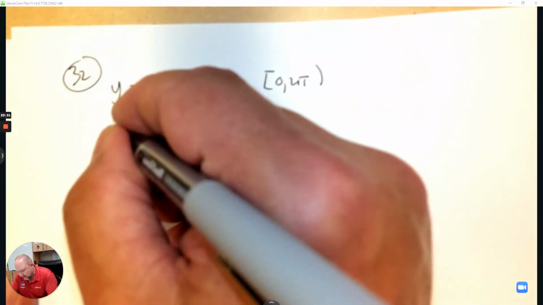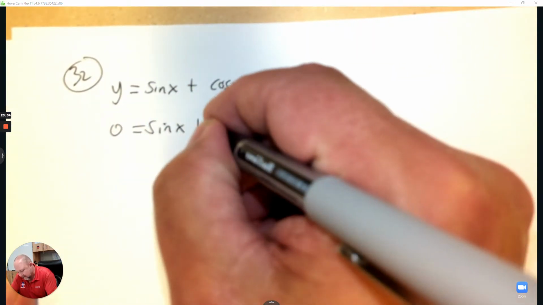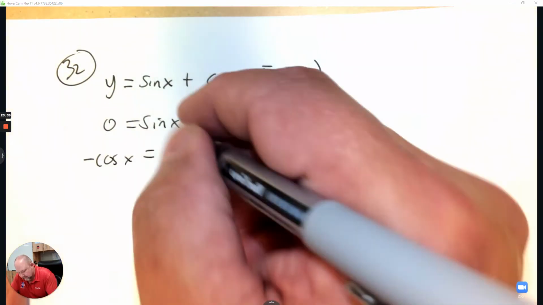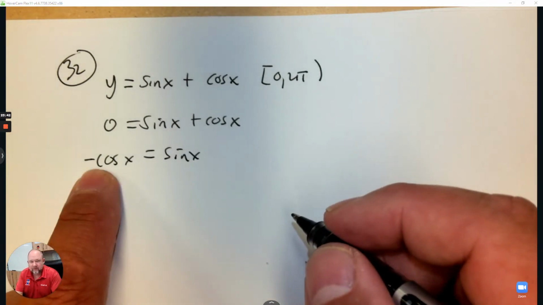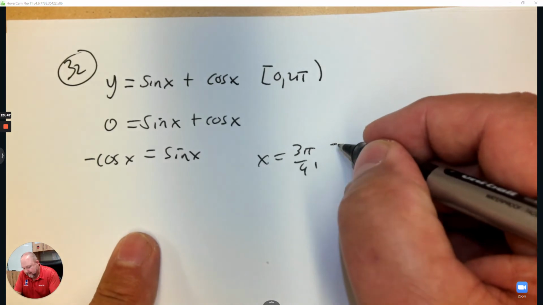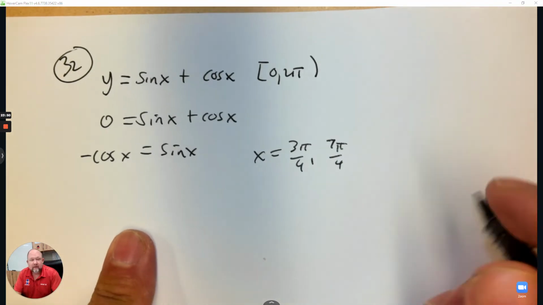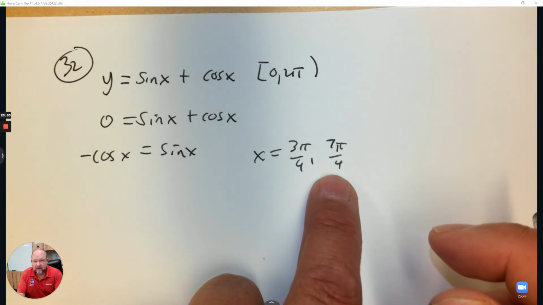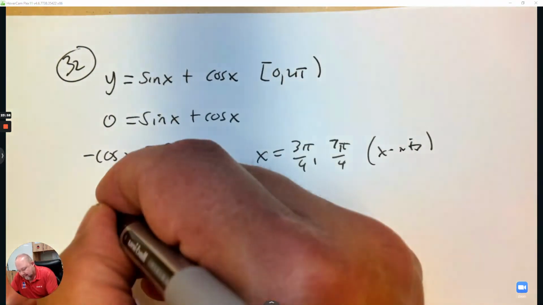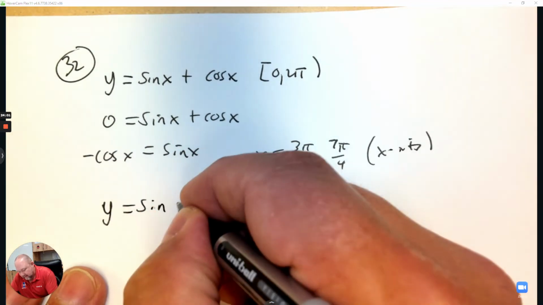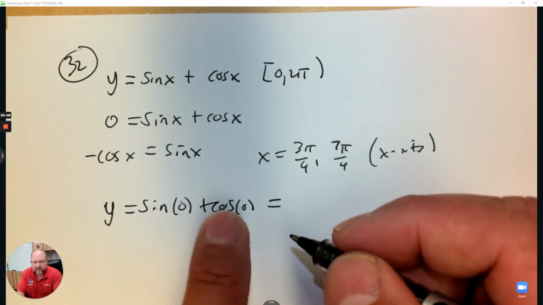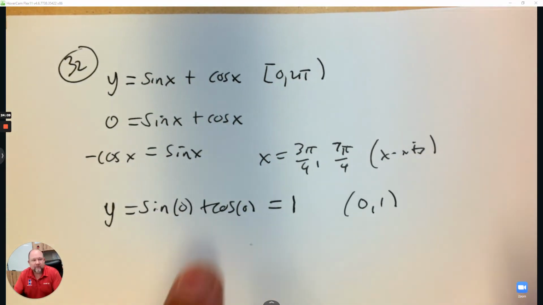So first of all, the x and y intercepts. If I make it equal to 0, I'm finding the x-intercept. At what angles are they equal to each other, but one's negative and one's positive? So that answer would be 3 pi over 4 and 7 pi over 4. They're equal, but one's positive, one's negative, one positive, one negative. So those are my x-intercepts. If I put in 0 for x, sine 0 is 0, cosine 0 is 1, so we have a y-intercept at 0, 1.